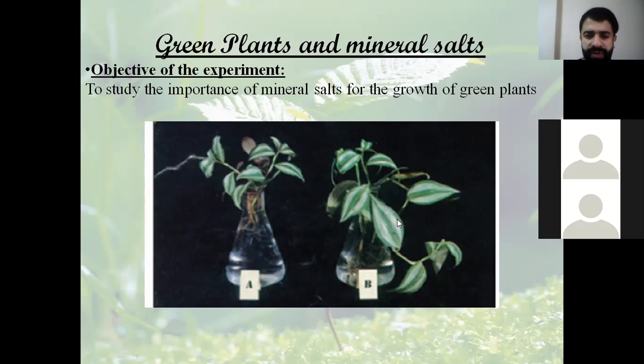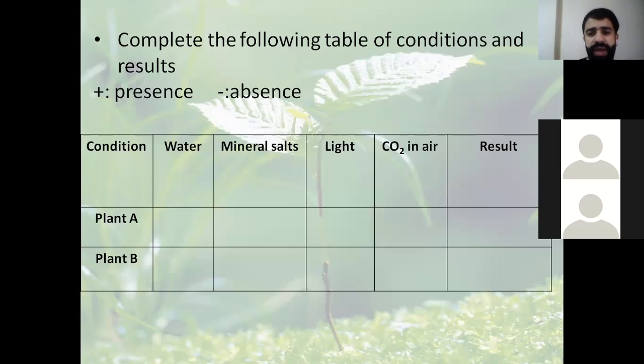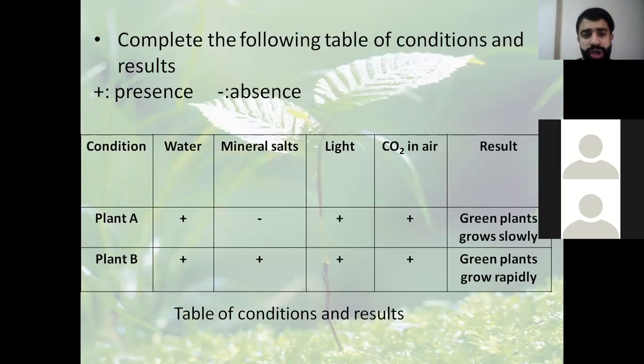We have to draw the table of conditions. From now on, the table of conditions contains the variable factor. What is the variable factor? It's the minerals. Minerals are present in one of these plants and absent in the second. So here, the table of conditions, you have to draw it using a pencil, as I said before, giving a title: table of conditions and results.